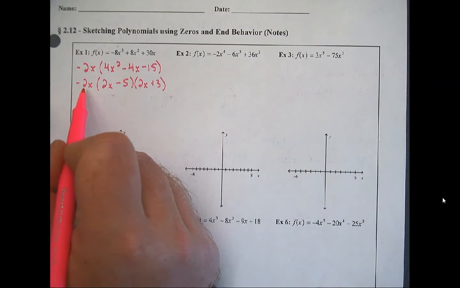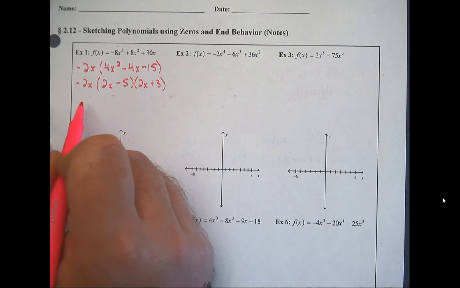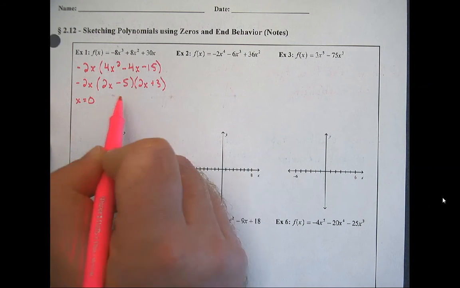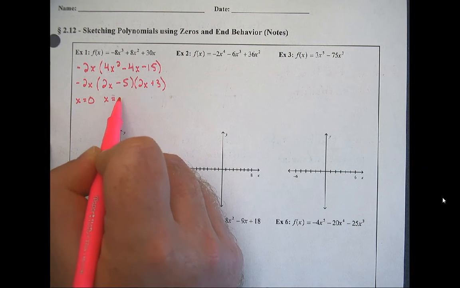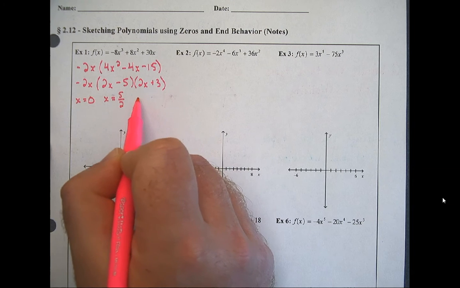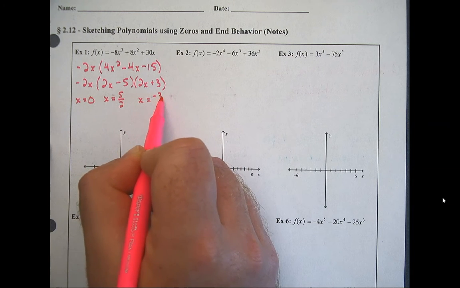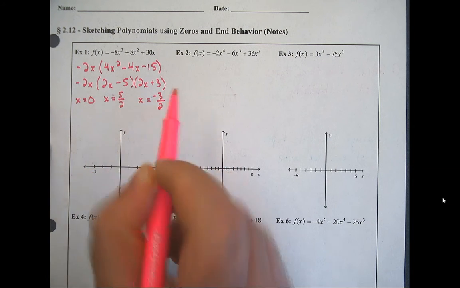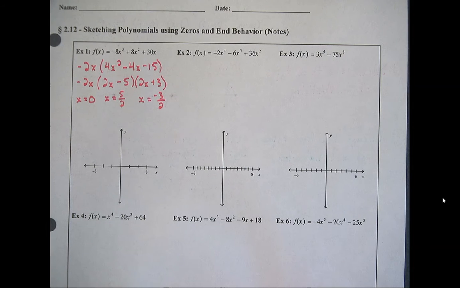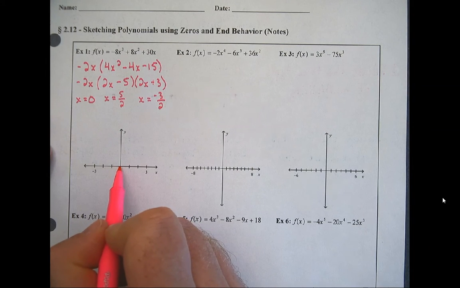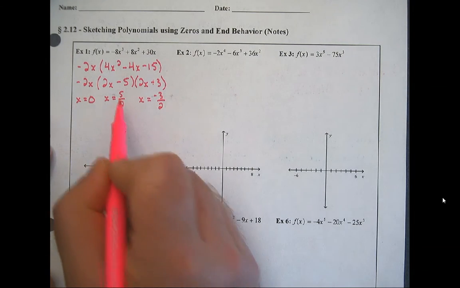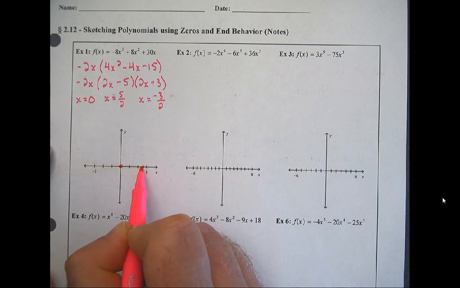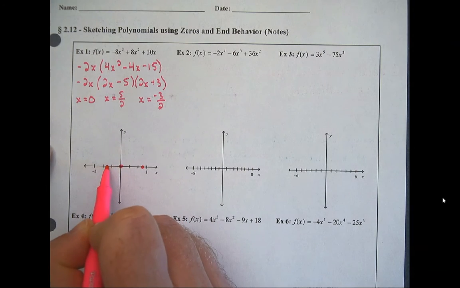So now I can find the zeros by the zero product property. So negative 2x equals 0. I would divide by negative 2 and I'd get 0. I'd bump over the 5 and divide by 2, so that'd be 5 halves. I'd bump over the 3, divide by 2, so that's negative 3 halves. So now I've figured out where my graph hits: at 0, at 2.5, and at negative 1.5. So those are my zeros.